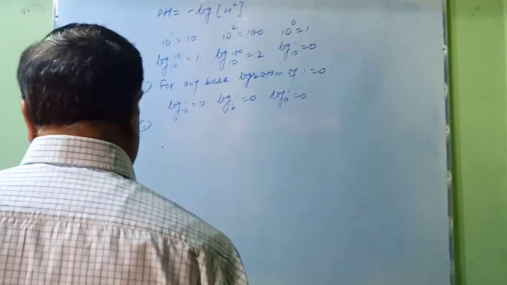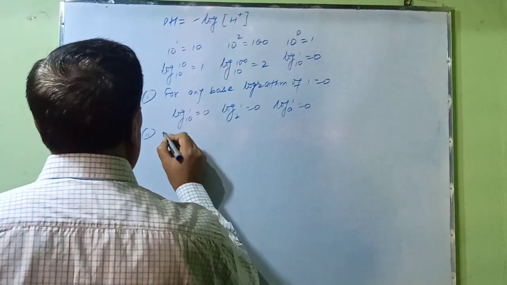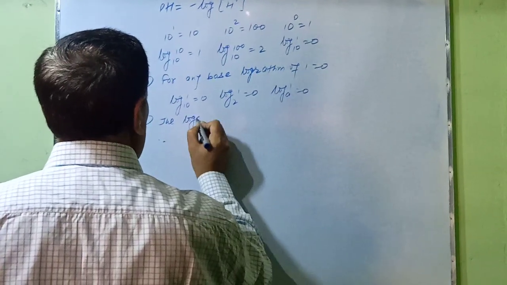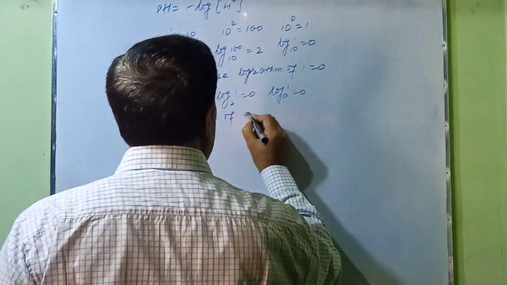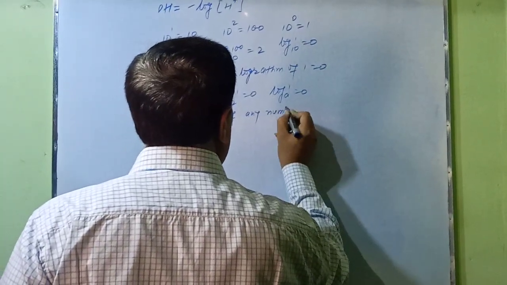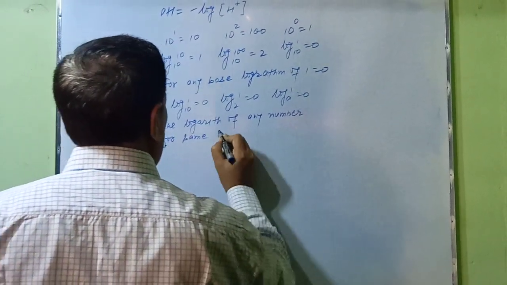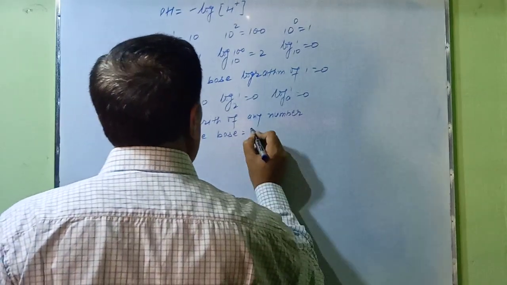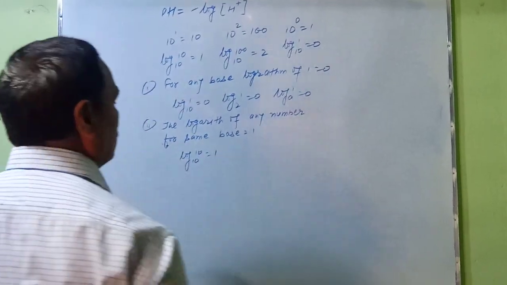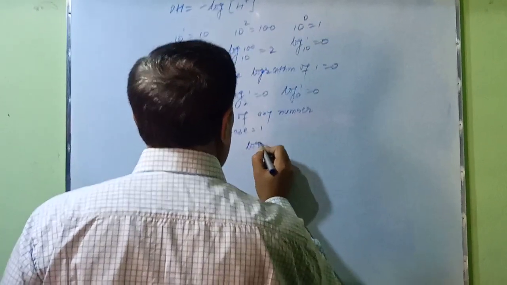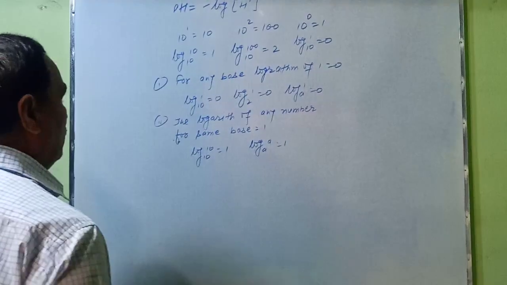Second formula, the logarithm of any number for the same base is equal to 1. Log 10 base 10 is equal to 1. Log a base a is equal to 1.